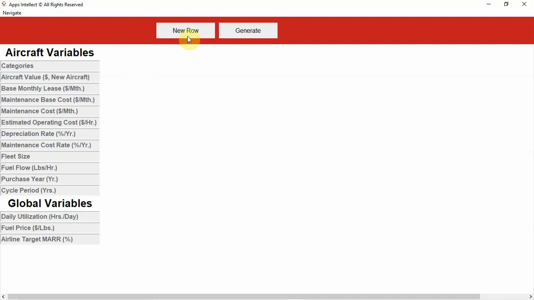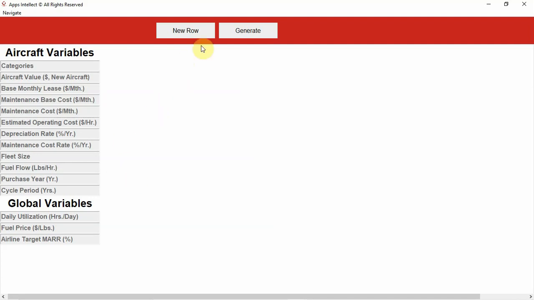Now there is a new row button and a generate button. When I click the new row button, all the fields will be populated automatically. Right now I'm using developer mode, where the developers keep on testing various different data, so it becomes very easy for them not to input the values. They will automatically be populated. Once these fields are populated automatically, we click on the generate report button, and then we'll generate a detailed report on present worth analysis.